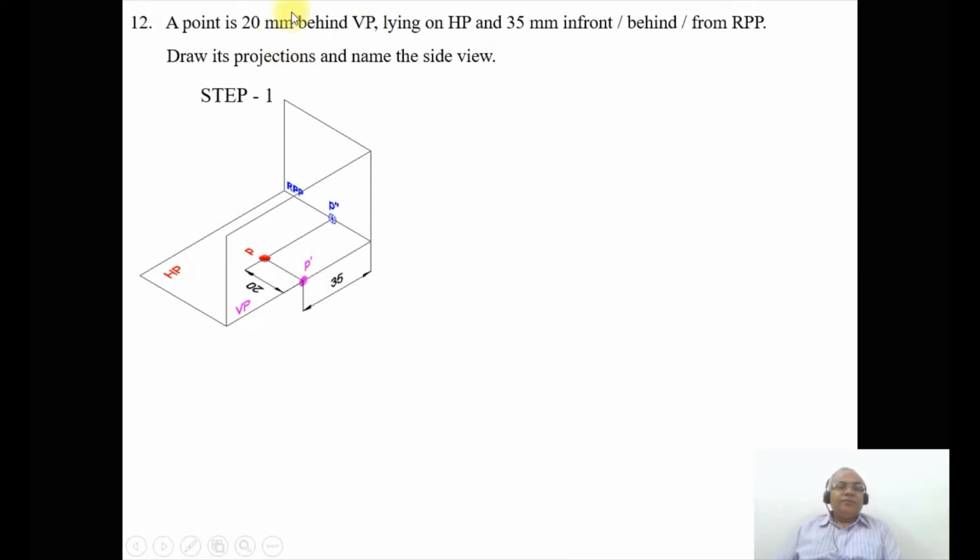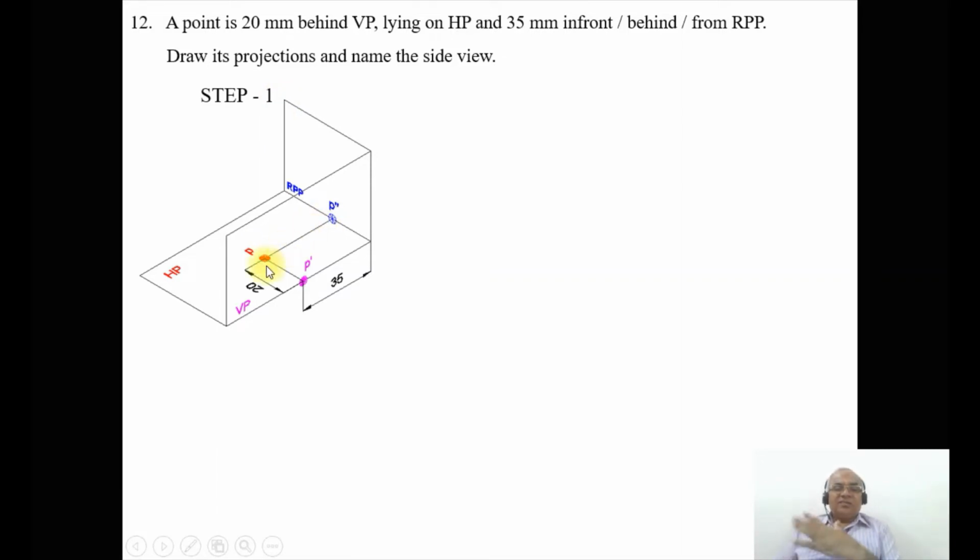And behind VP, when you look from the top view, you can see the distance behind VP, which is 20 mm. It will be on HP and it will be a small letter p. And the distance 35 mm is behind RPP. Since it is behind VP, obviously it should be behind RPP. So when you look from the right side view, the point is behind RPP, so that is this point. This distance behind RPP can be seen in the vertical plane when you look from the front view, and also when you look from the top view.